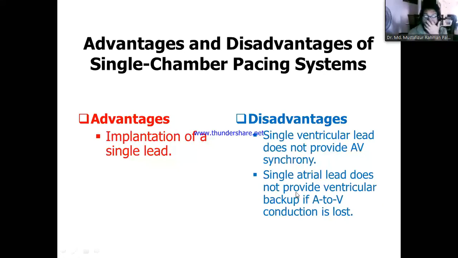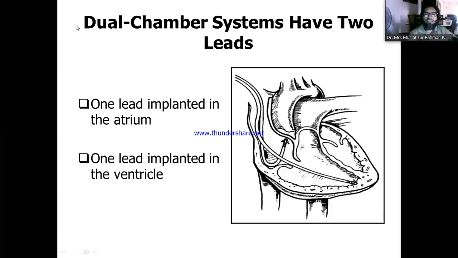And the single atrial lead does not provide ventricular backup when needed. If you implant a pacemaker in the atrial chamber, and at any time there is sinus node dysfunction or the lower conduction system develops any problem, you will not pace the ventricle. At that time a catastrophe will occur. So these are some disadvantages.